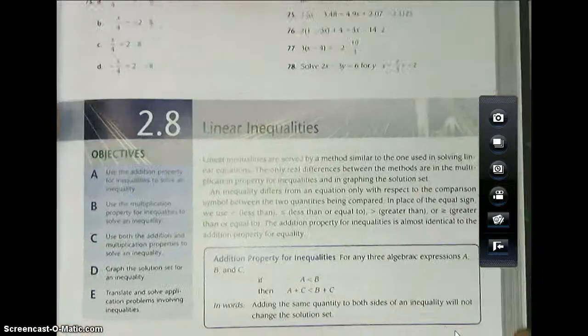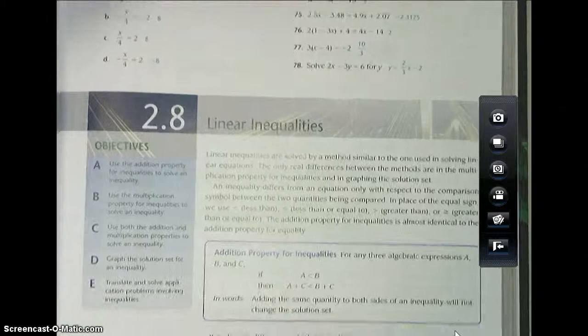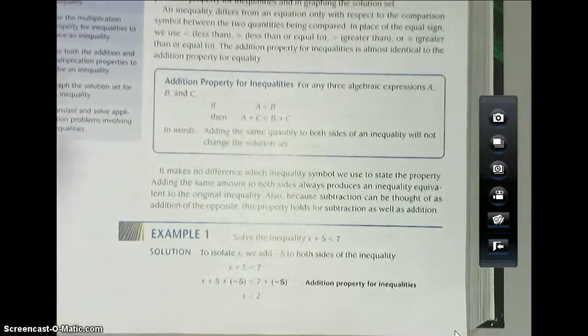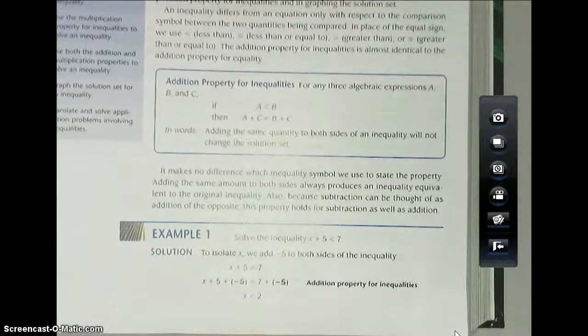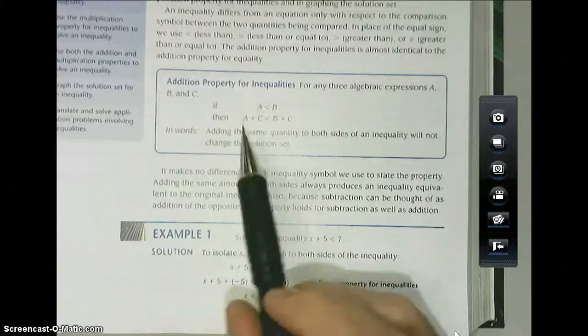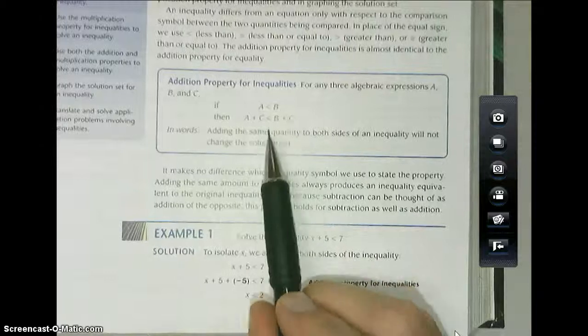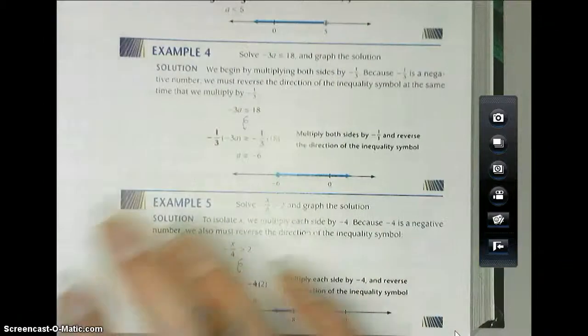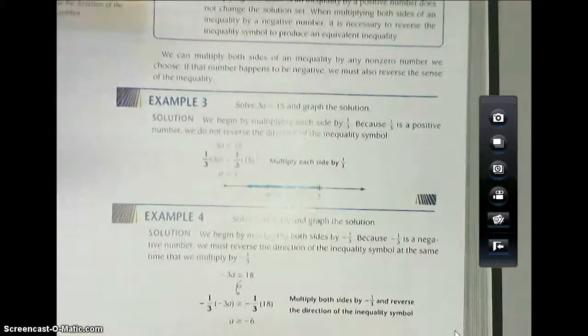So if we look at your book, at the beginning of 2.8, they've got this box right here that says the addition property for equality. It looks exactly like the one for inequalities, which looks exactly like the one for equalities. So if A is less than B, if I add the same number to both sides, then it stays less than, all right? Nothing's going to change. The difference comes on this side.